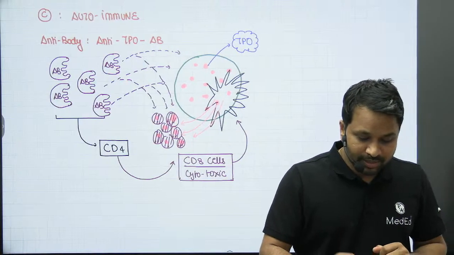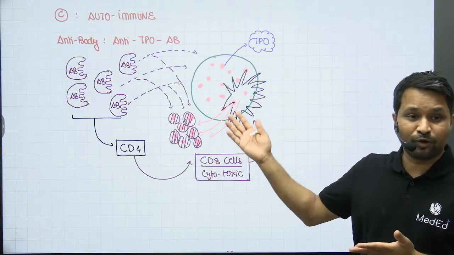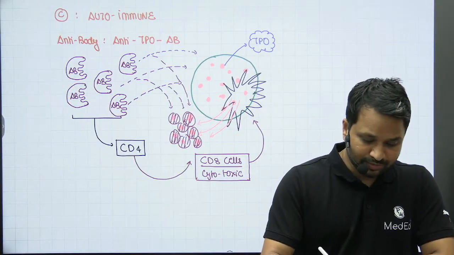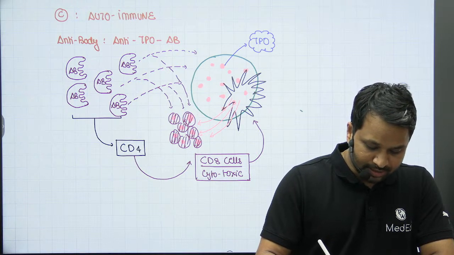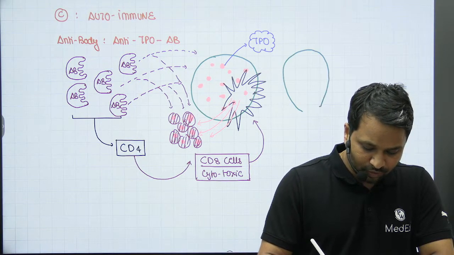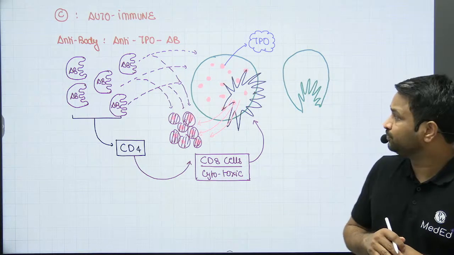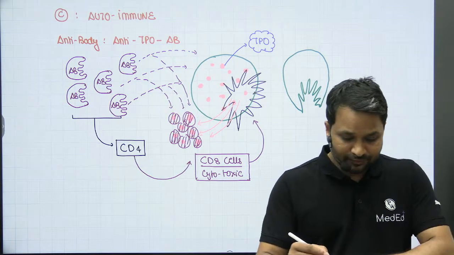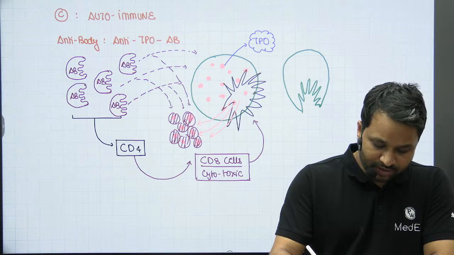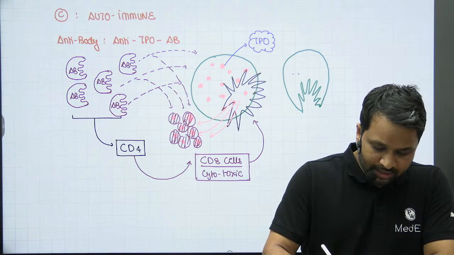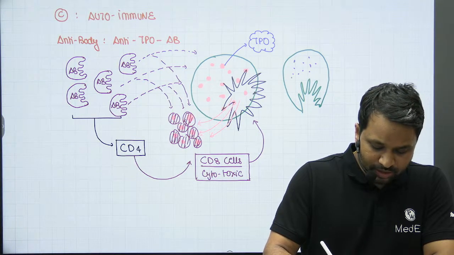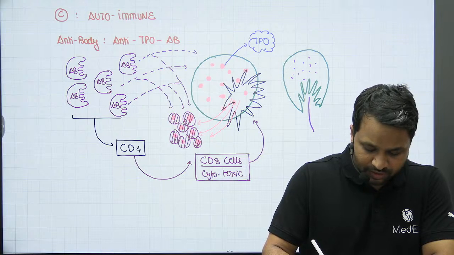The problem is, what will happen to this poor follicle? Now this poor follicle which has been ruptured, this is the sorry state of the follicle. The follicle has been broken down. So this is how the follicle has been ruptured. It is lost. Now as the follicle is ruptured, we know there was a lot of reserve present. All the T3, T4 which is present in the reserve, what is going to happen? There will be a sudden release of T3, T4.